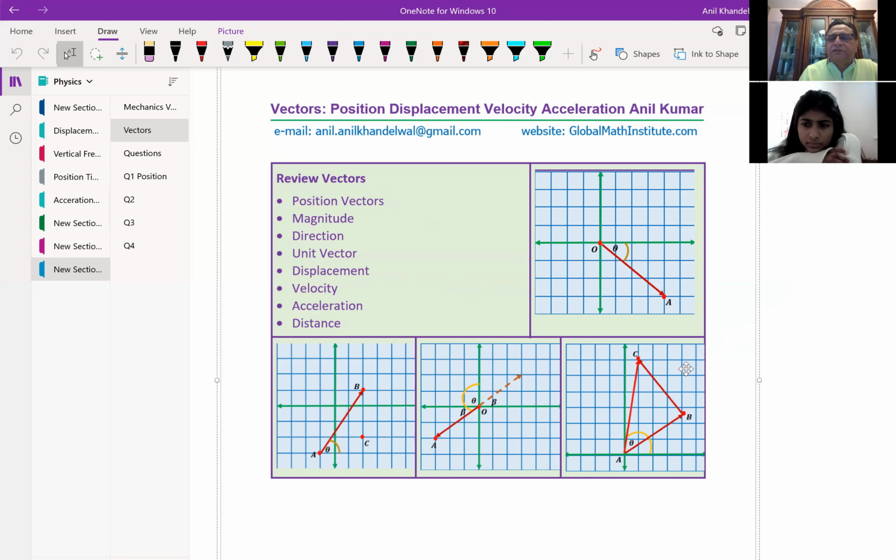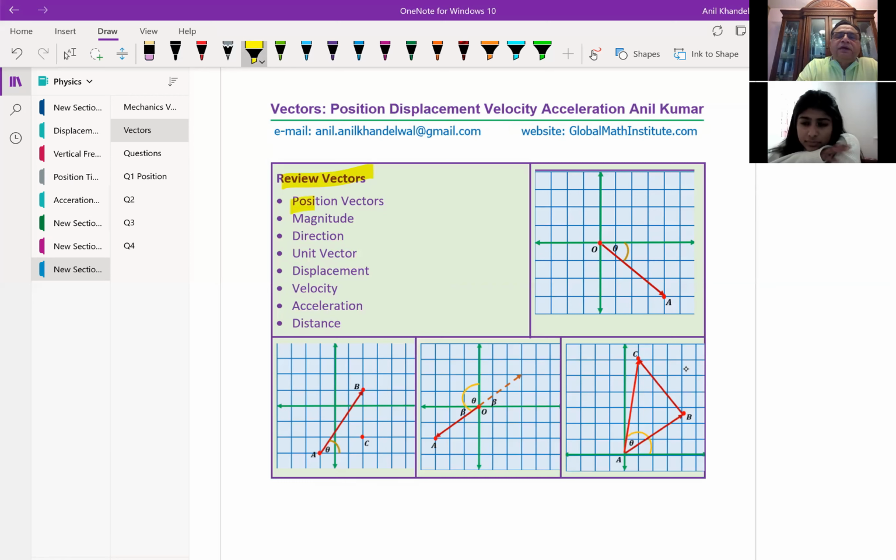I have some figures here which are related to the questions which we are going to take in this particular example. So what are vectors? As you know, vectors are the things which have both direction and magnitude. The other quantities are scalars which do not have direction but they have magnitude.